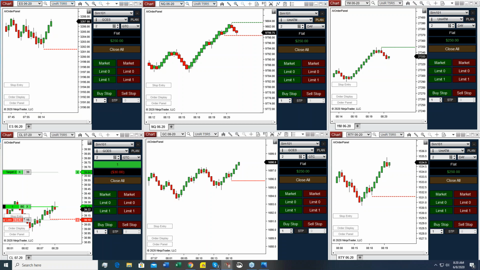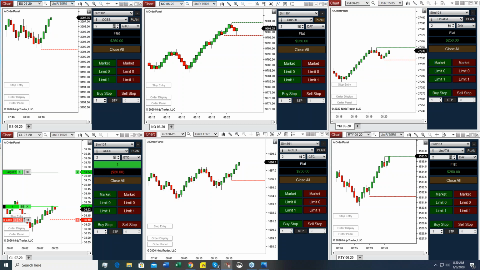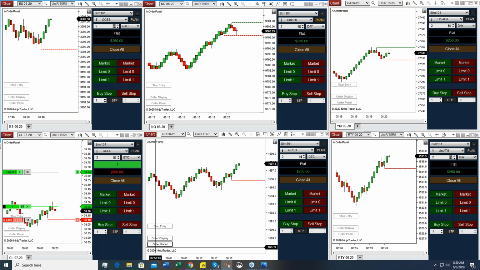If ES gets through 32.12, it blasts off. ES through 32.12. You can target 32.40.